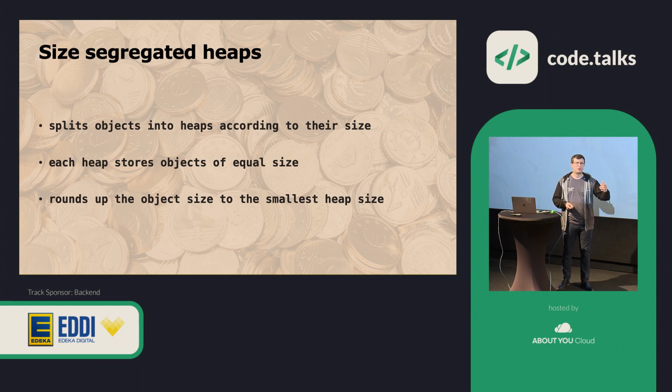There's a heap for storing elements of 8 bytes. There's another heap for storing objects of 16 bytes, and so on. So all objects of the same size get to that same heap. With one single point to notice: every object, when decided to be allocated on the heap, its size will be rounded up to the smallest heap that can accommodate it, and it will be placed there.